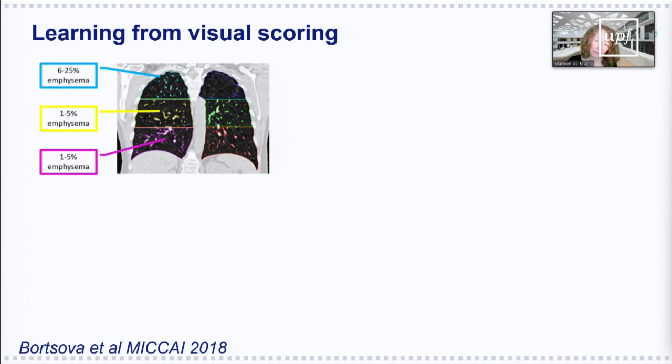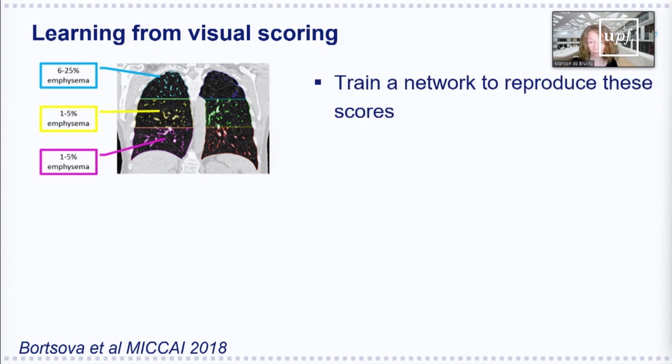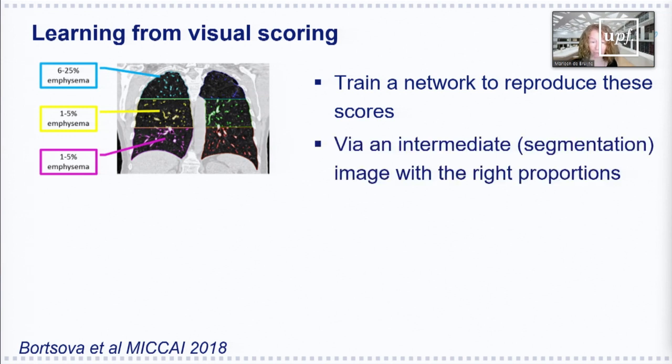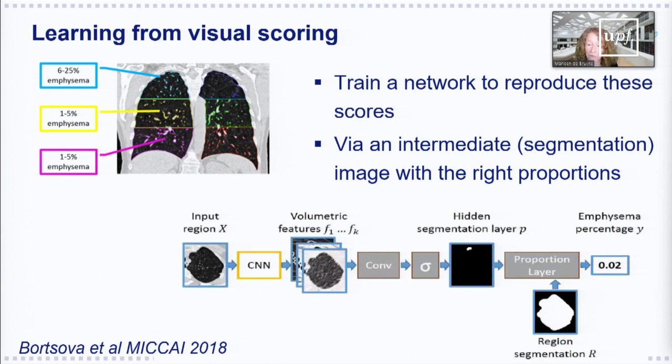So to learn an emphysema prediction model from these visual scorings, what we do is, again, we train a network to reproduce these scores. And again, we introduce an intermediate segmentation label, a segmentation layer with the right proportions. And then with our weak supervision that gives only the percentage of affected tissue, we make sure that that intermediate segmentation image has the right proportions of emphysema, which regularizes the solution and gives a segmentation as well.